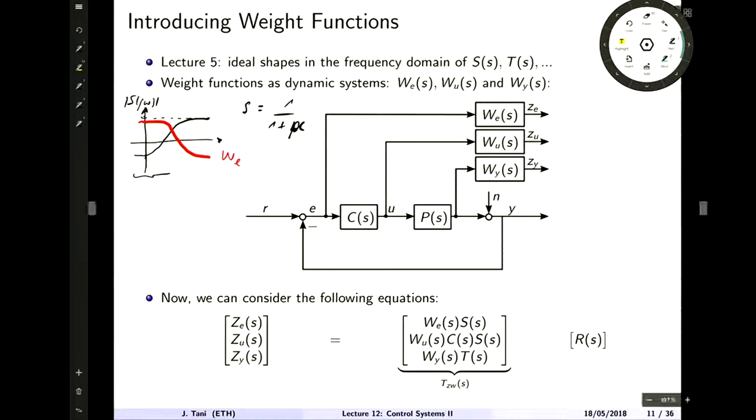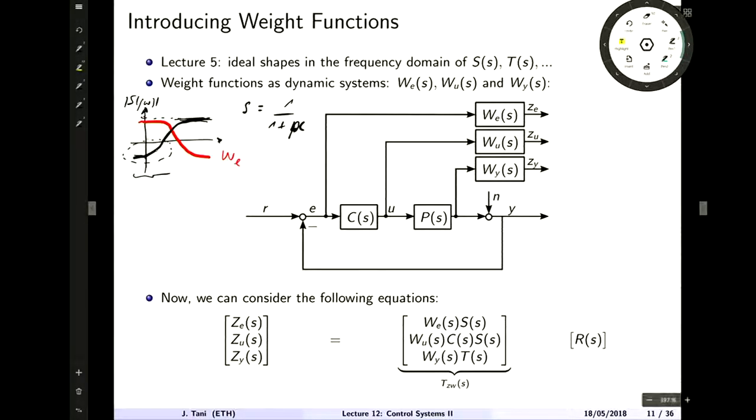If I don't have the weight function, then I have, for instance, S of s, which would have such a shape, and the infinity norm will only consider the part with the highest magnitude. So if I optimize, I lose the possibility to influence the part where it's lower. And in the case of the sensitivity, this would be the low frequency ranges. This is why I take the signal and I multiply a weighing function to it, which is also a dynamic system. So we formulate it in frequency space.